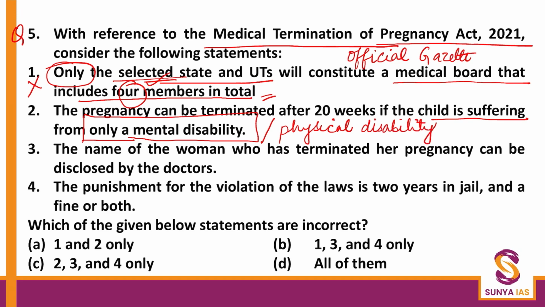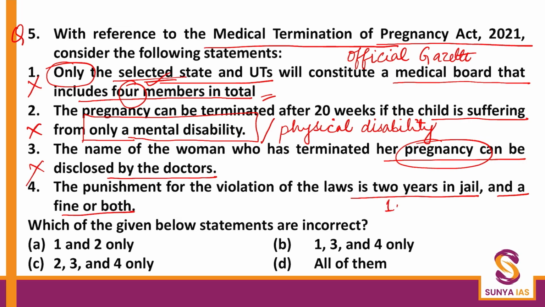Okay? Mental or physical disability. The name of the woman who has terminated her pregnancy can be disclosed by the doctors. No registered medical practitioner can disclose the name of the woman who has terminated her pregnancy. Statement is wrong. The punishment for the violation of laws is 2 years in jail and a fine or both. It's 1 year's class. I have discussed the provisions in detail in the class. So, which of the given statements are incorrect? All of them are incorrect.